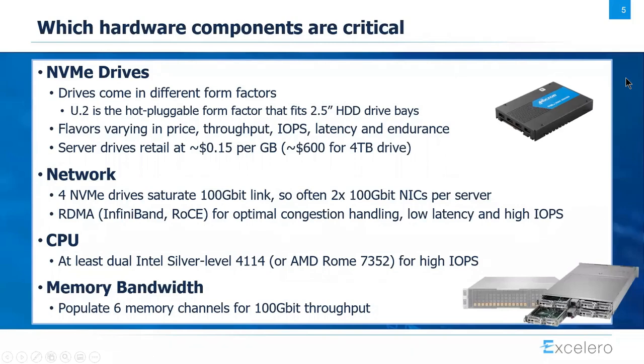And the next important thing is then the memory bandwidth. So to move data in and out of a server at very high speed, you want to make sure that you're using at least 6 memory channels per CPU socket, which is a normal thing these days already with the Intel Silver level CPUs. You just need to make sure that you really populate all the 6 channels that come with the CPU socket.